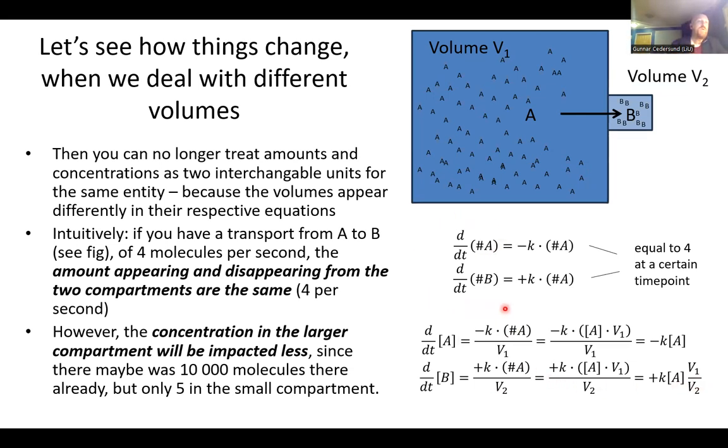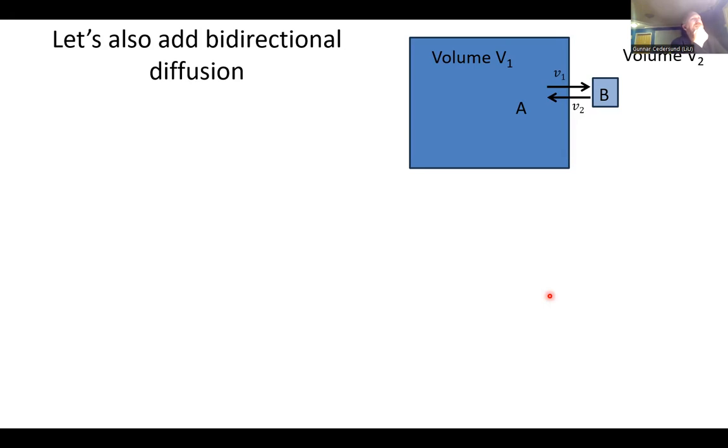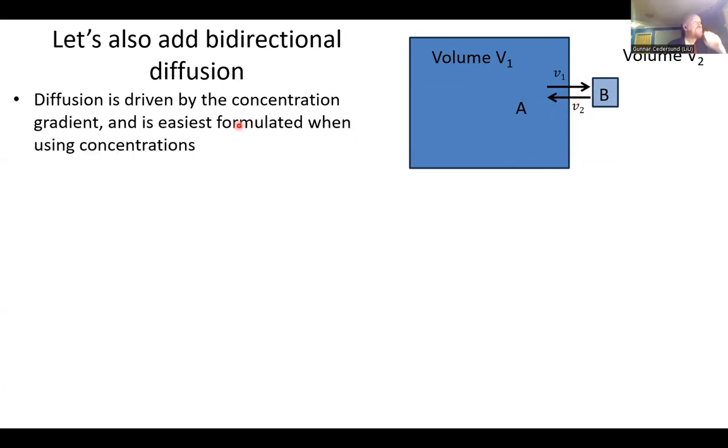So if you want to keep things easy and you don't have other complicating factors, then working with amounts is the easiest way out, because then the volumes don't really appear in the same way. But there is one time when it's better to work with concentrations, and it's a common situation. That's when you have diffusion. And if you have bidirectional diffusion, which diffusion is, otherwise it's not diffusion, so you have transport both in this direction and in this direction, then it's driven by the concentration gradient. So if the concentration of A and concentration of B is the same, then the net transport is zero. That's how diffusion works.